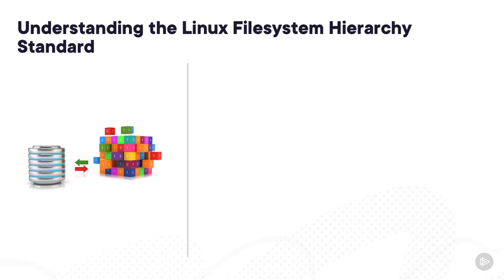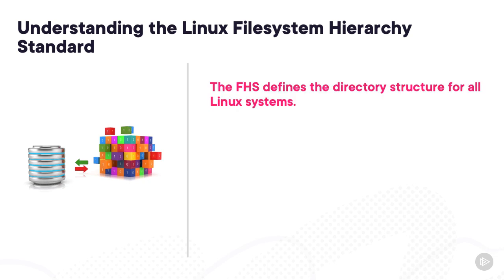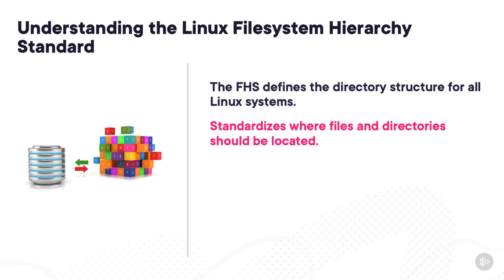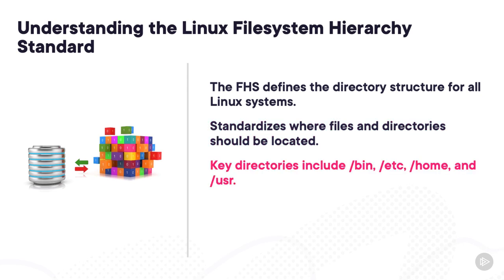Our next port of call is going to be the Linux File System Hierarchy Standard, the FHS. This defines the directory structure for all Linux systems, ensuring that we have a standardized and consistent view of our file systems on Linux systems. Key directories include the bin directory for binary files, the etc directory for server configuration files, the home directory for user home directories, and the USR directory for Unix system resources.